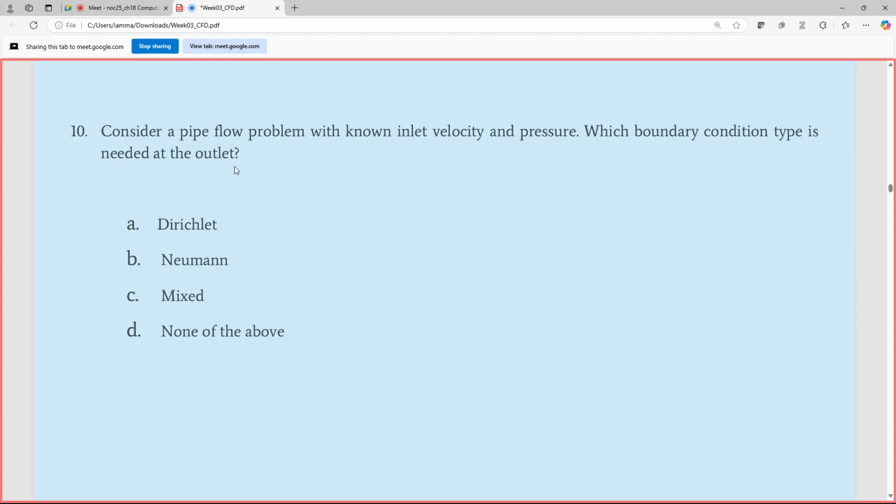Next question. Consider a pipe flow problem with known inlet velocity and pressure. Which boundary condition type is needed at the outlet? Or you can consider it as most suited. So the question is, for a pipe flow problem with known inlet velocity and pressure, which boundary condition might be most suited at the outlet? Option A, Dirichlet boundary condition. Option B, Neumann boundary condition. Option C, mixed boundary condition. Option D, none of the above.